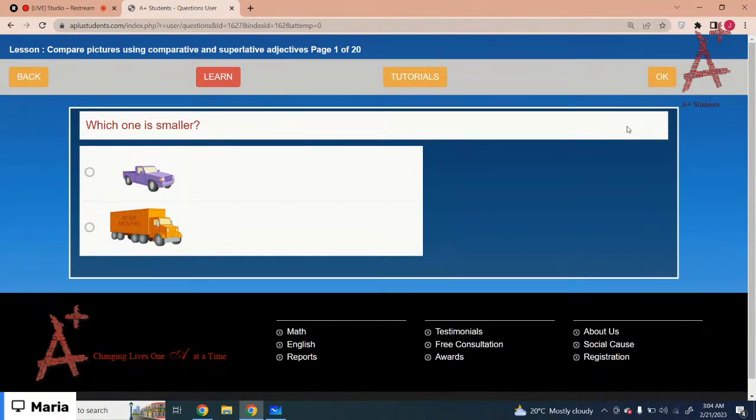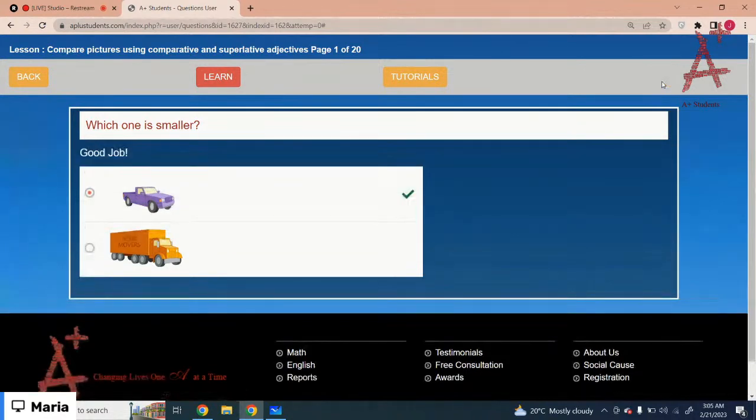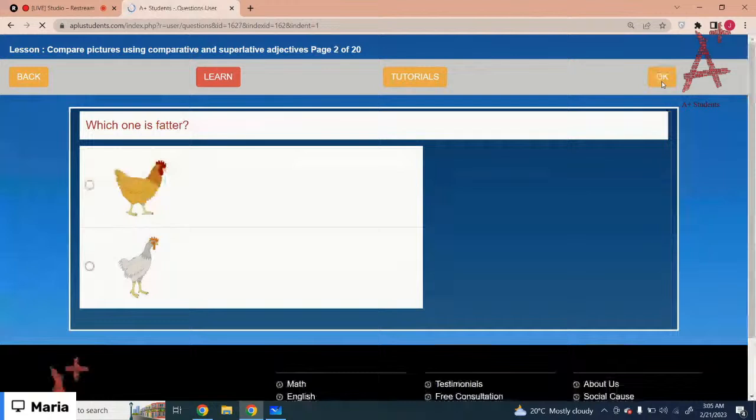Okay, which one is smaller? You are given two of the vehicles. You need to see which one is smaller. The car is smaller. Got it? This one is smaller. Got it? Okay, which one is fatter? Okay, so which one is fatter? The first one is fatter. Got it?